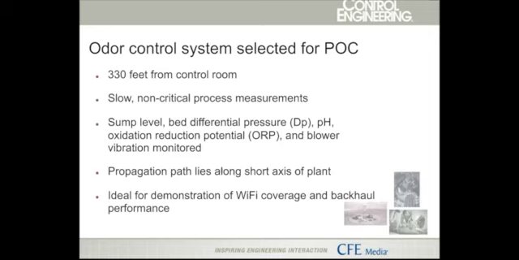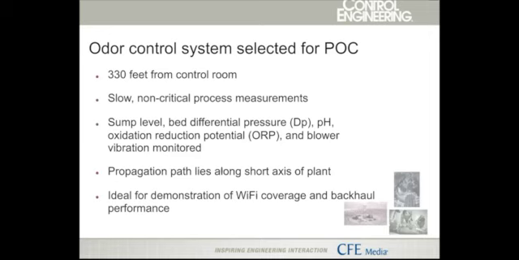We selected the primary odor control system for the proof of concept for a few reasons. First, it's a convenient 330 feet from the control room, which many of you will recognize as being the maximum wired Ethernet segment without the use of repeaters. So we can do an apples-to-apples comparison. The odor control system is a slow and non-critical process, so we didn't have to worry about taking down a critical process if we did lose the network for any reason.